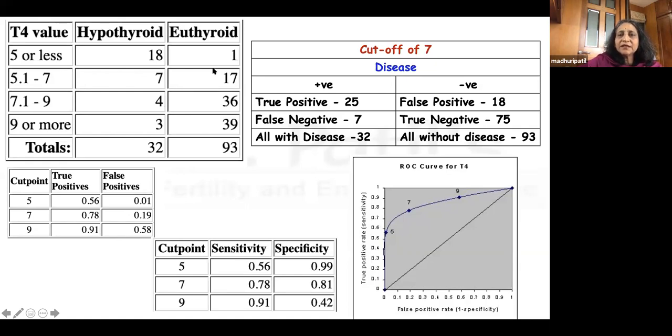And similarly over here, the false positive is 18 and the true negatives are 75 and all without disease are 93. And from this then we calculate the true positive and the false positive at cutoffs of 5, 7 and 9. And then we also calculate the specificity and sensitivity. And then we plot it over this graph and you can see for the 5, the cutoff is over here, and for 7 and 9, the sensitivity and the specificity in that particular range.